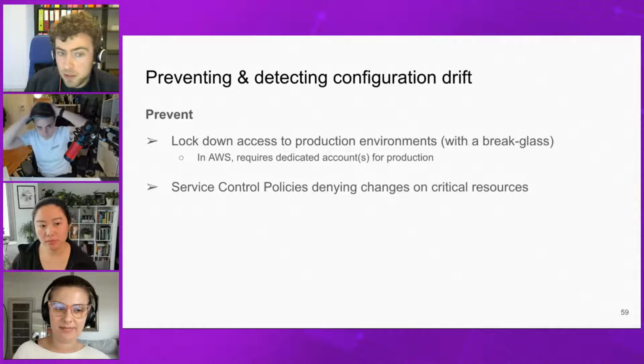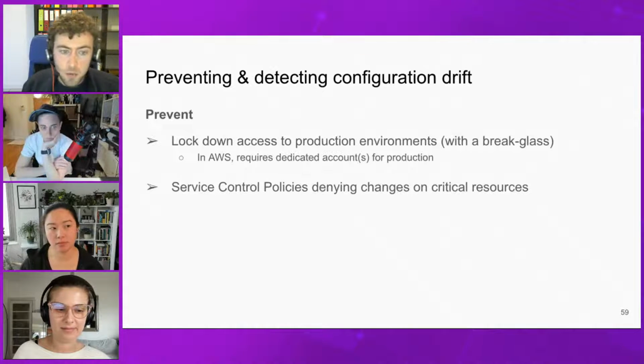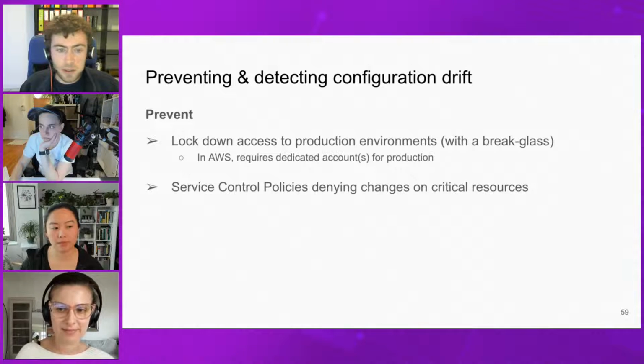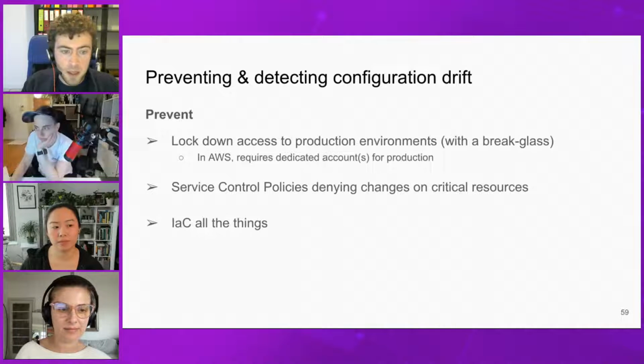But if we cannot do this, or if we want a second layer of defense, we can also use service control policies on specific resources. So typically, we might have people that have a lot of permissions on the AWS accounts, and we can still deny them changes on maybe security groups or IAM users or IAM roles, which is very interesting because it allows us to make sure that our critical resources are not going to be changed manually.